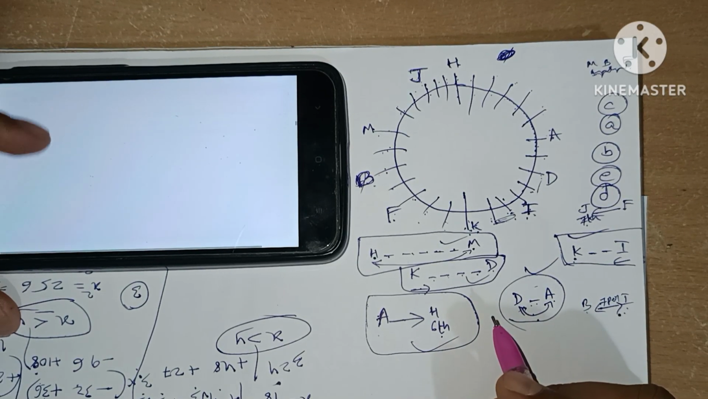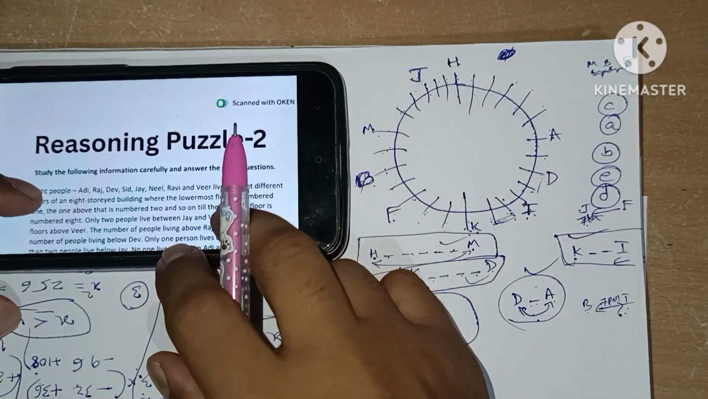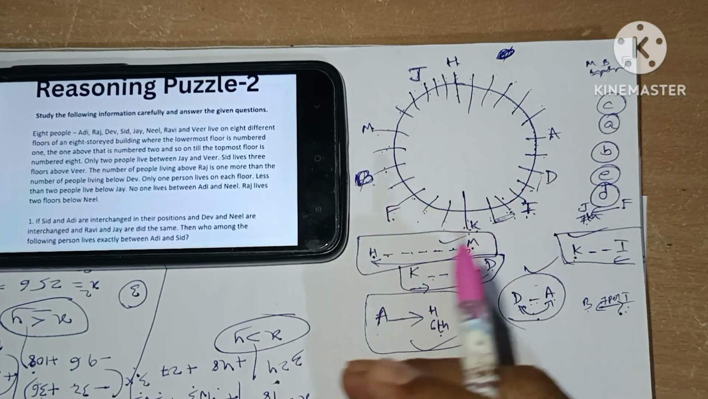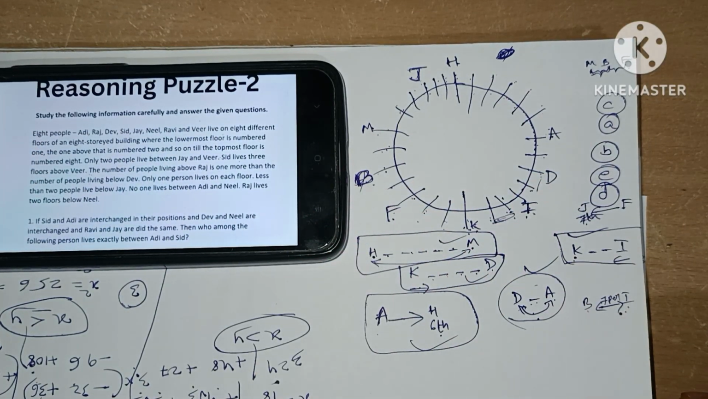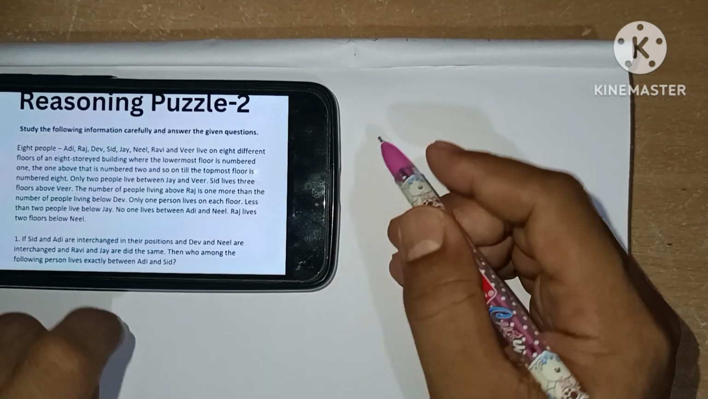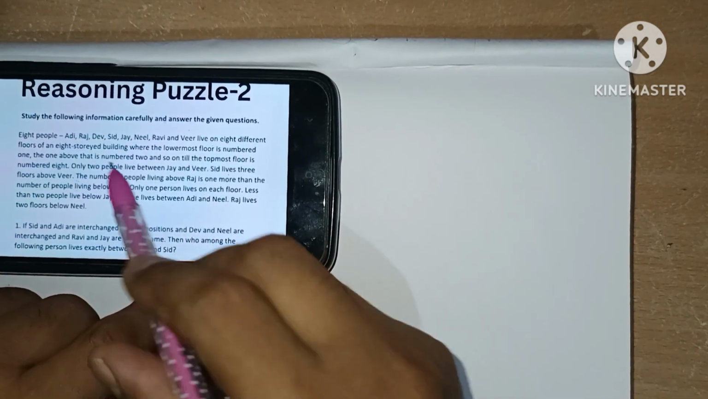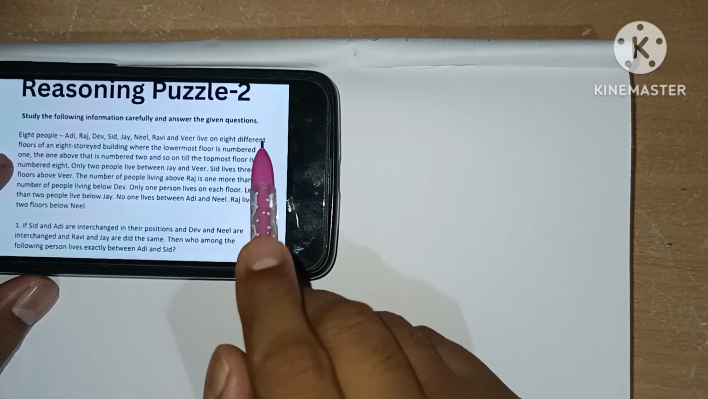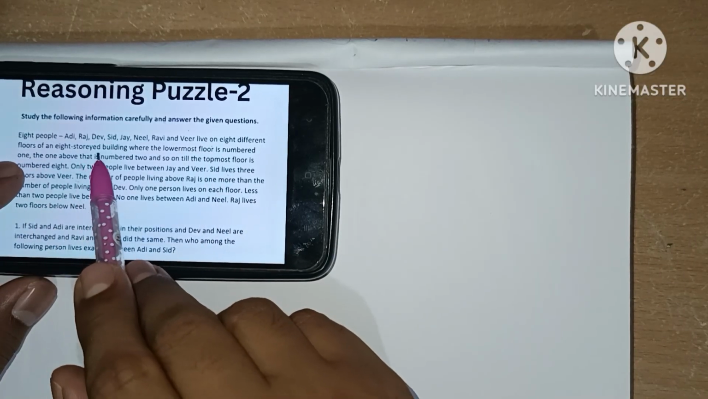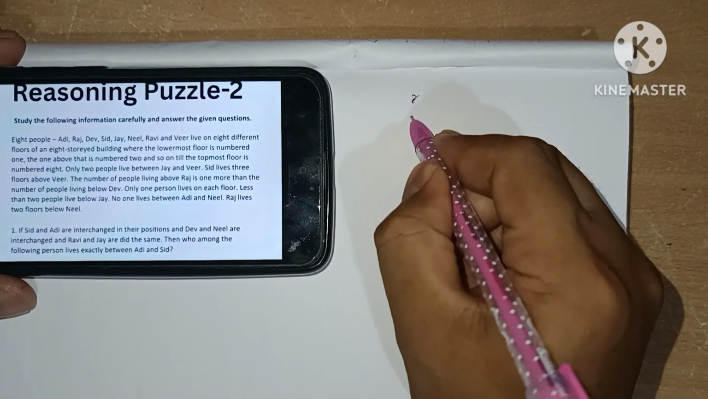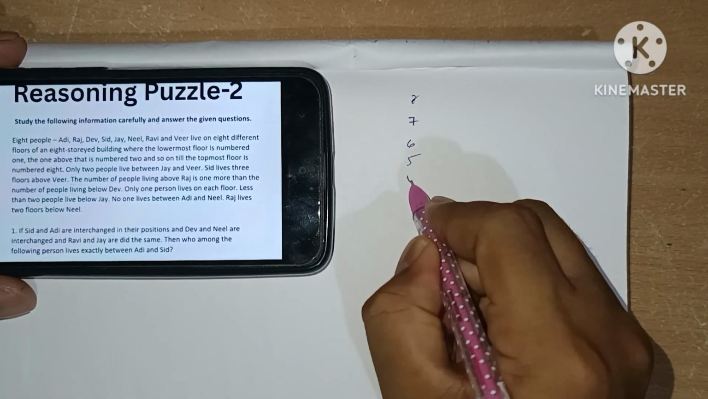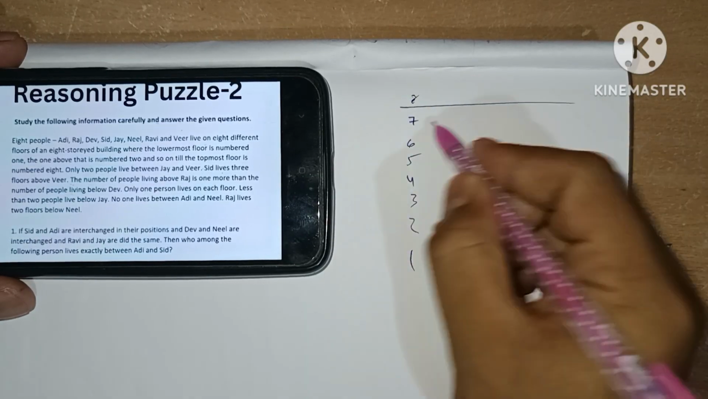Now we are going to see one more reasoning puzzle. Let's make some space for this puzzle. So here comes the space. Let's see, the second puzzle is 8 persons living on 8 different floors of an 8-story building. Okay, 8, 7, 6, 5, 4, 3, 2 and 1.